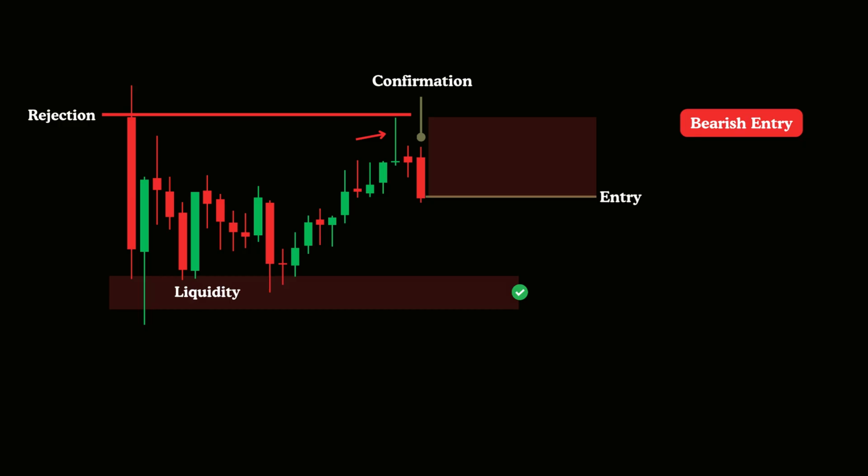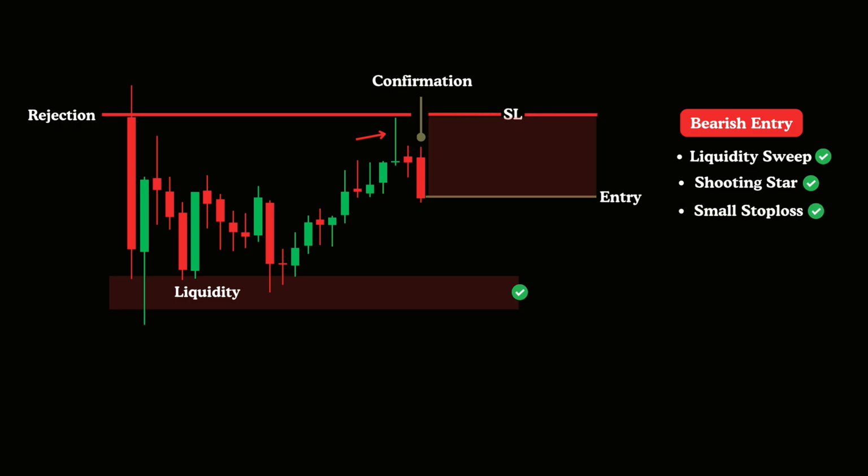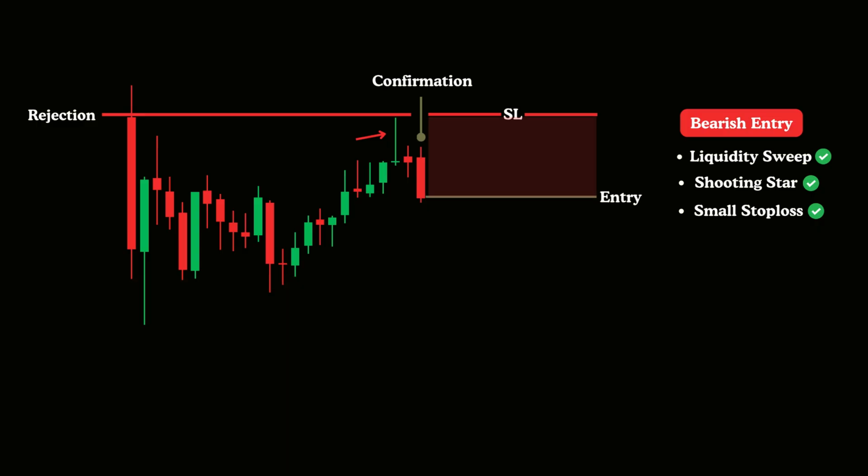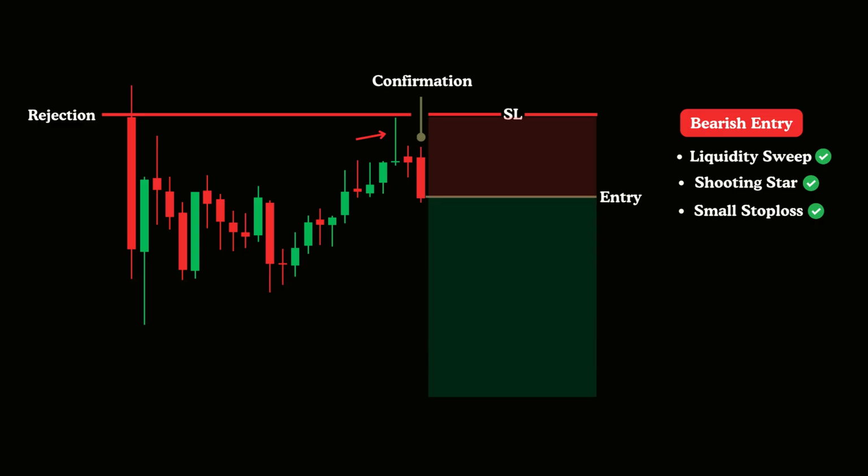First, the market has completed a liquidity sweep. Second, a bearish shooting star candle has appeared. Third, entering a position here allows us to place the stop loss above the resistance zone, which safeguards it effectively. This means we can execute a high probability trade here with minimal risk.